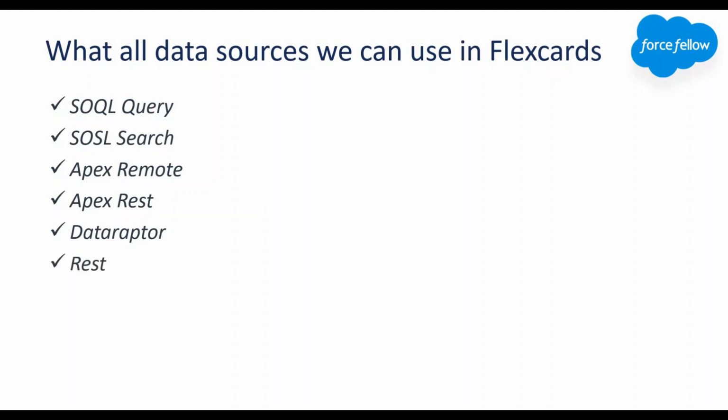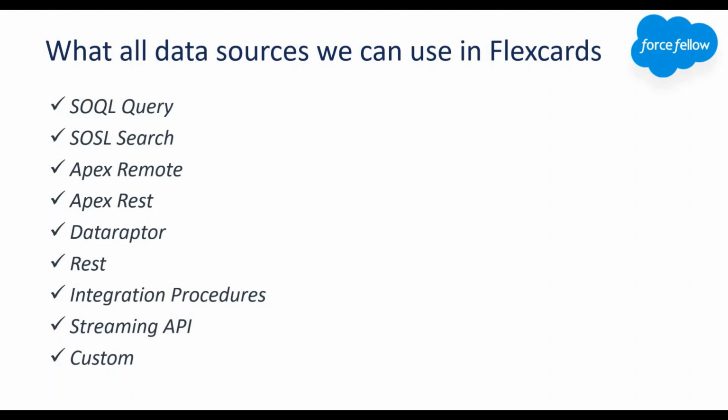Next we have REST. If you want to read data from an external system in a Flexcard, then you can use this option. In this case, you don't have to go into an Integration Procedure or Apex. You can directly call an external API from this option in a Flexcard. And in Flexcards, we can also call an Integration Procedure using this option. Next we have Streaming API. We can also subscribe to a streaming API in Flexcards. So if anything gets posted in that streaming API, then we can show that update in the Flexcard directly.